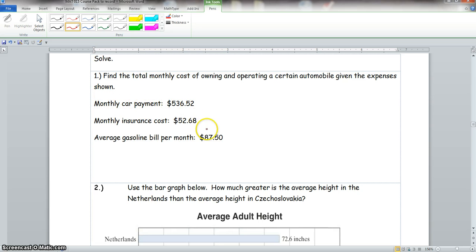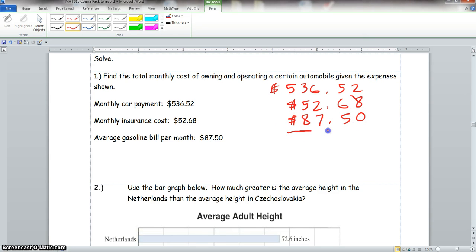So what we have to do here is add all of this up to determine how much we pay for this automobile as far as the expenses. So the monthly car payment is $536.52. Then we have $52.68 for the insurance. And then we have $87.50 for the gasoline. Now we just line up all these decimals and we know we're going to add.